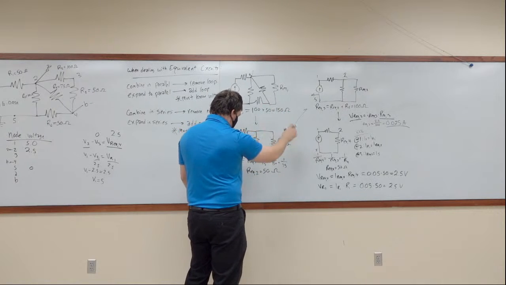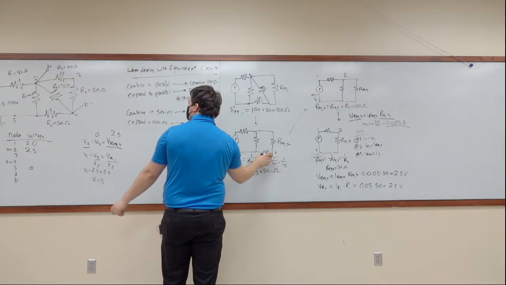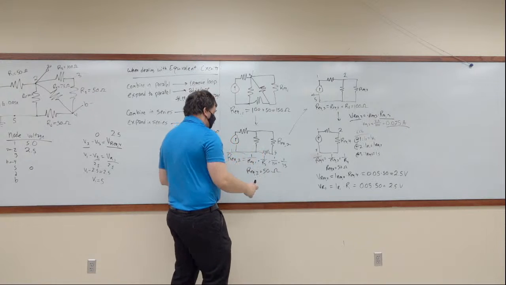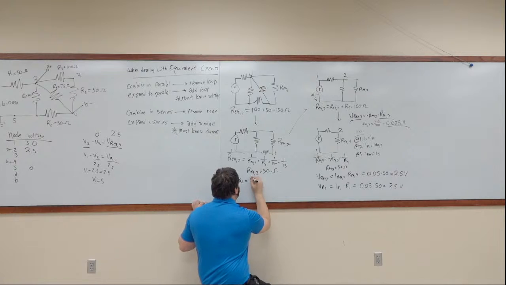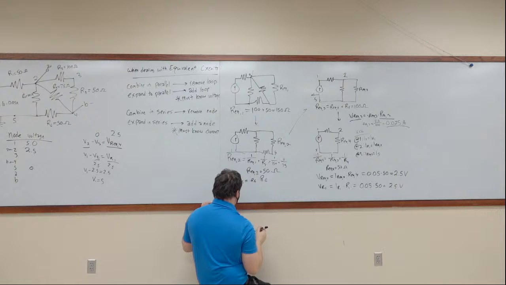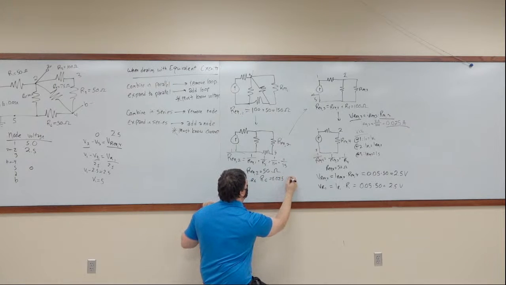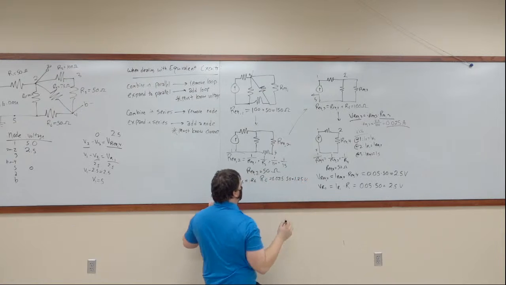Okay, so we know the current going through here. I'm going to go ahead and take this resistor right here, which is R6, and plug the current in. So VR6 is equal to IR6 times R6. What is IR6? It's equal to 0.025. R6 is 50. So this equals 1.25. Okay.